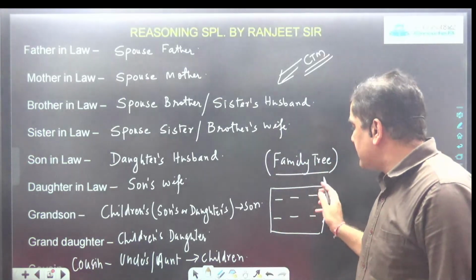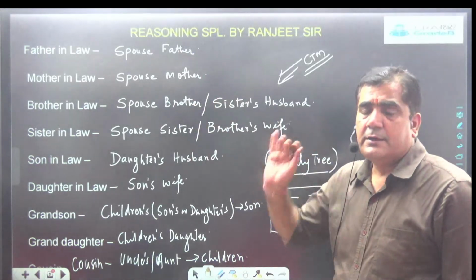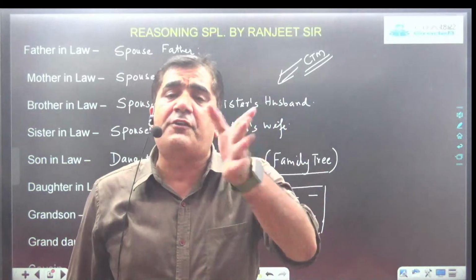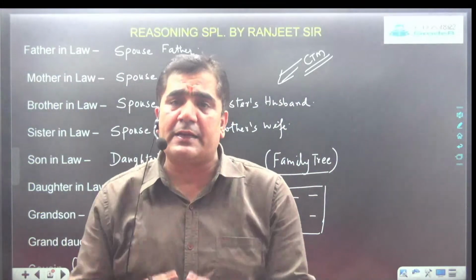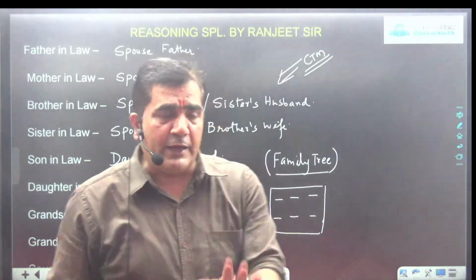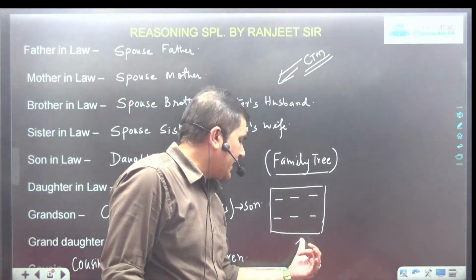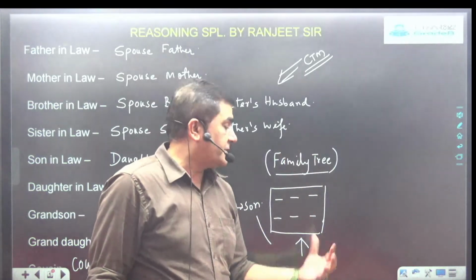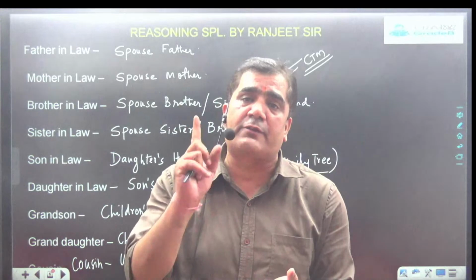Now, in this family tree, we have to show both direct and indirect relations. The examiner can give P is the uncle of Q, or R is the father of S, or U is the grandmother of T. Any statement they can give. That relation can be direct as well as indirect. So now my job is to understand how to show any direct or indirect relation in this family tree. Clear? Since we have to plot both direct and indirect, let's start with the direct one first.